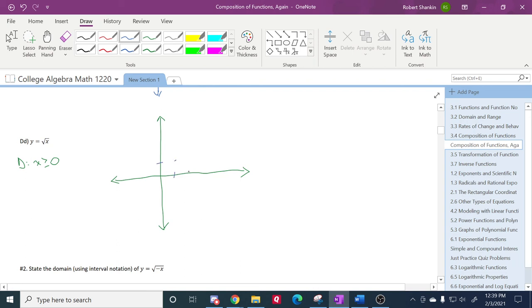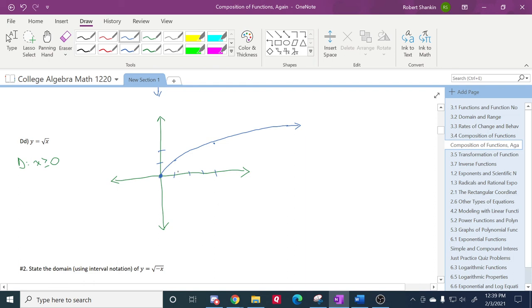When I go over 4, I only go up 2, because the square root of 4 is 2. Square root of 0 is 0. I am going to get this shape over here. And I'm going to put a big fat dot over here on this end, because it's a filled-in circle that ends the graph.